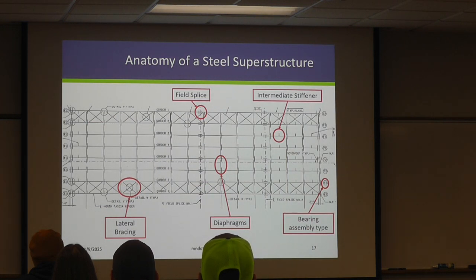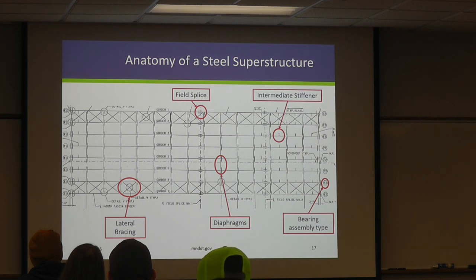So looking at this from plan view, you're going to see a lot of those same elements on your plan. We got designation for our field splice. You can see the girder lines or beam lines running across the page. We have intermediate stiffeners that have no diaphragms connected, and then we have other stiffeners with a diaphragm connected. Also on these plan views, you'll find what your bearing assembly type is designated to be. And in this case, you can see all of these X's.